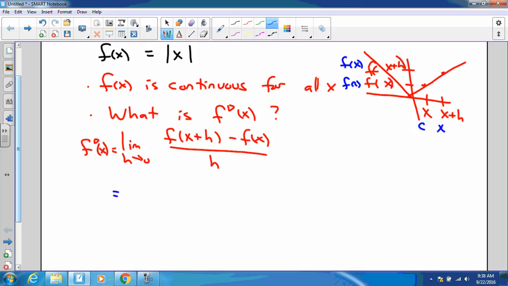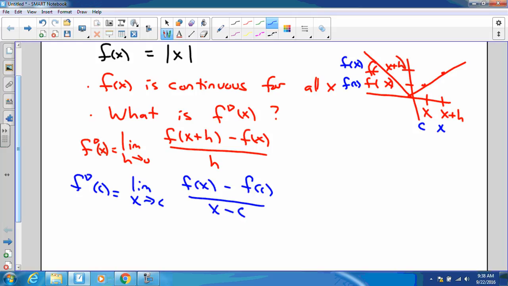And now when I do the replacement, x is equal to x plus h, and c is equal to x, then my limit transforms into the limit as x goes to c of f of x minus f of c over x minus c. And this form of the derivative is saying exactly the same thing as this form, but it is sometimes useful in certain circumstances, and in fact it's going to be useful for our absolute value over here.